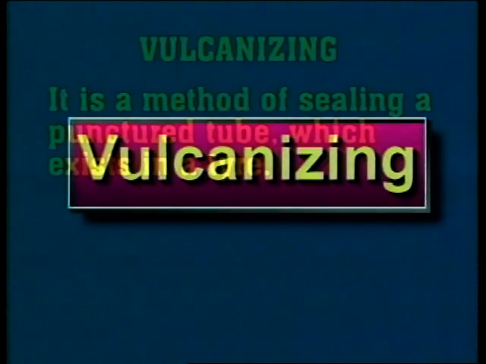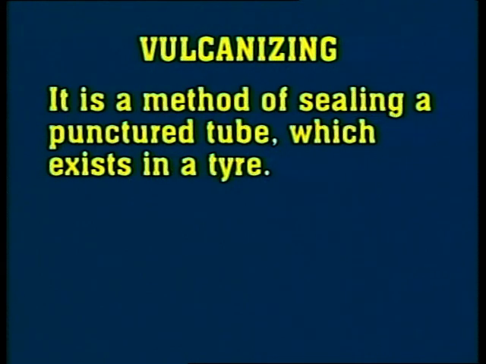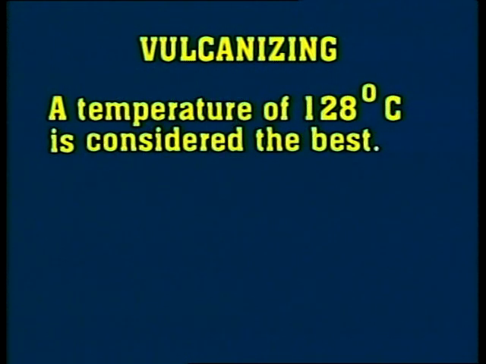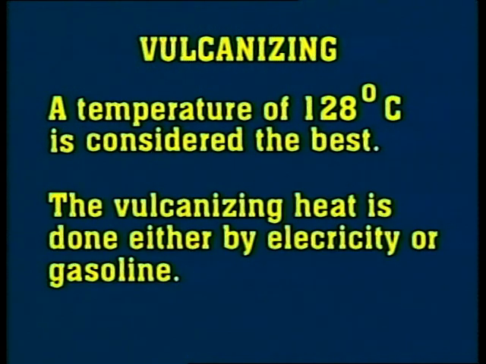Vulcanizing. It is a method of sealing a puncture in a tube which exists in a tire. It is the process of heating the vulcanizing rubber to a temperature between 120 and 150 degrees centigrade. A temperature of 128 degrees centigrade is considered the best. The vulcanizing heat is supplied either by electricity or gasoline.